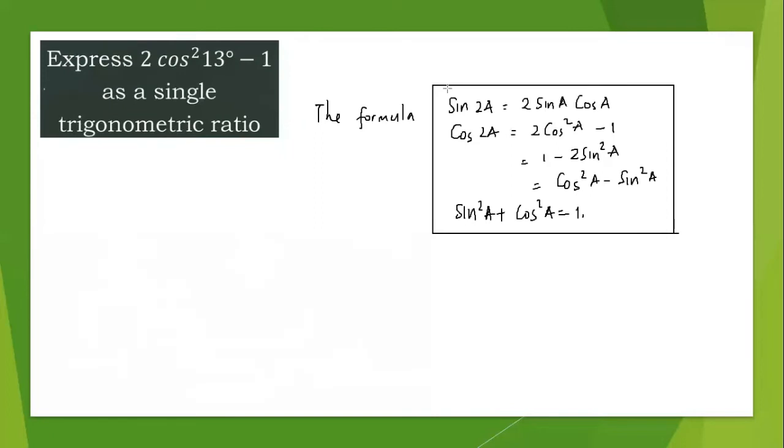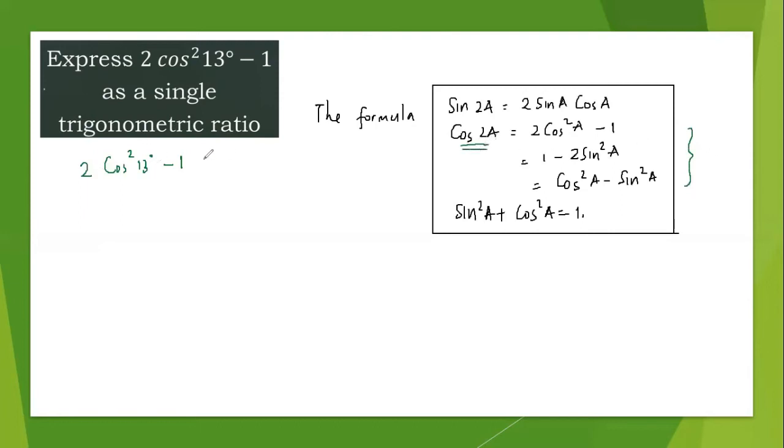Okay, now what about the question? The question is: express 2 cosine squared 13 degrees minus 1 as a single trigonometric ratio. So, can you choose the formula of this one? Which one is the correct formula? Among the three, cosine 2A. Cosine 2A, right?